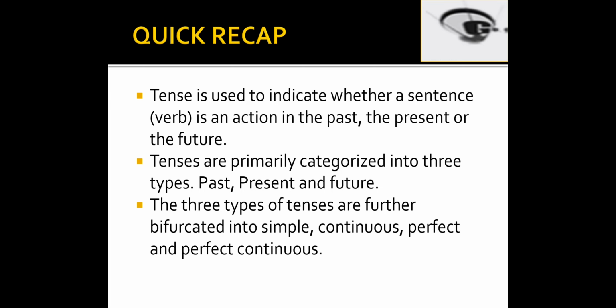Now, a quick recap. Tense is used to indicate whether a sentence, that is verb, is an action in the past, the present, or the future. Tenses are primarily characterized into three types: past tense, present tense, and future tense. The three types of tenses are further bifurcated into simple, continuous, perfect, and perfect continuous. Students, I hope the topic tenses, its three types, and the further bifurcation is clear to everyone.